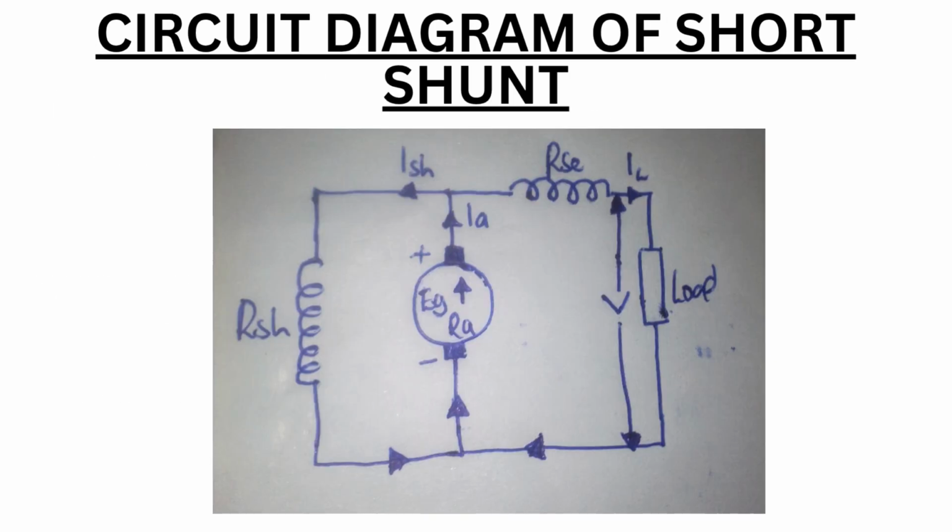Below is the circuit diagram of a short shunt. As can be seen, the shunt field winding is in parallel with the armature only. RSE equals series field resistance. RSH equals shunt field resistance. RA equals armature resistance. EG equals output voltage. V equals terminal voltage. IL equals load current. ISH equals shunt current. IA equals armature current.